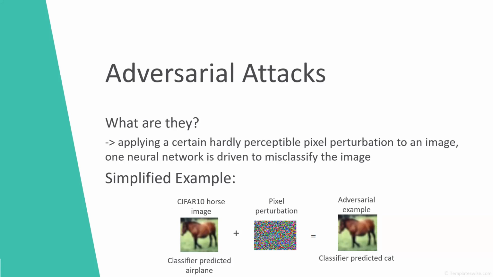For example, here we have an image taken from CIFAR10 data set. Before adding pixel perturbation, the classifier predicted the correct class of the image. However, after adding the pixel perturbation, the classifier predicted the horse image to be a cat.